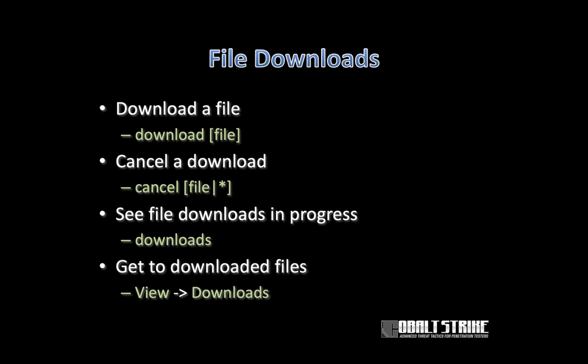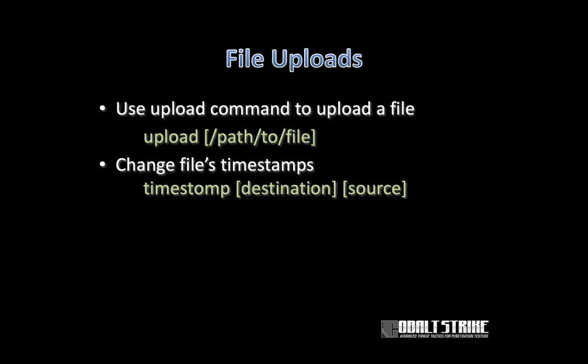When a file download is complete, go to View Downloads, and you can see all downloaded files that are on your team server. And to bring those back to your Cobalt Strike instance, highlight one or more of them and press Sync Files. To upload a file, use the Upload command. Just upload the local path to the file, and Cobalt Strike will push that over to the target.